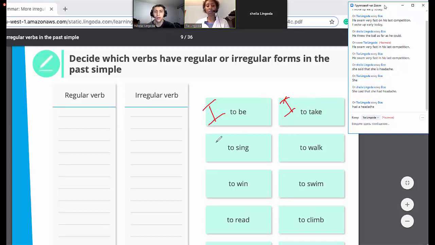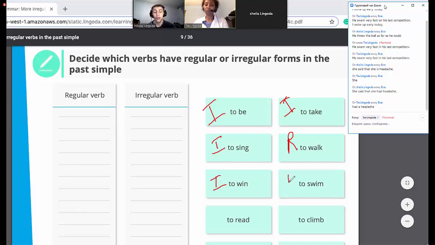Nikolai, what is the past simple of sing? Sang. Is it regular or irregular? Irregular. Sing, sang. Sheila, walk. Regular. What is the past simple? Walked. Because you said "also walk", I was like, no, walked. Good. Win, Nikolai. Irregular. What is the past simple? Won. Good.